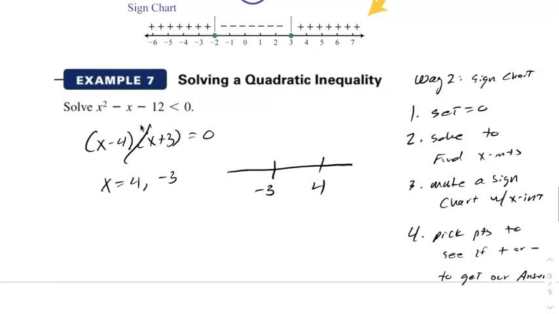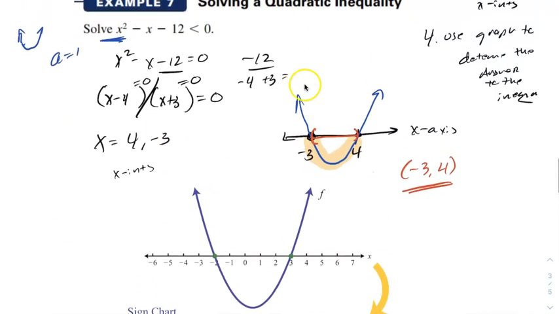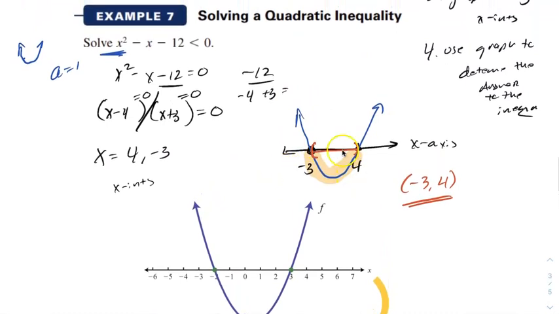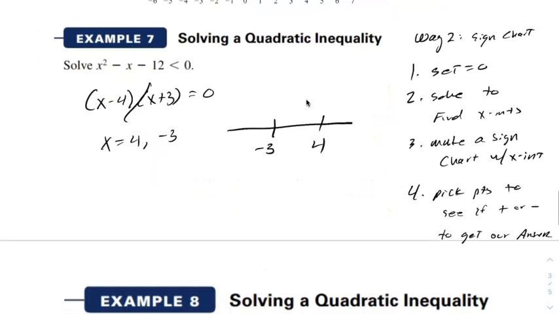Instead of doing a graph to figure out where it's above or below, maybe it's hard for you to see where it's above and where it's below. What I'm going to do is this. We have three answers here. I like to circle the numbers, my x-intercepts. And so our answers are going to be to the left of -3, between -3 and 4, or to the right of 4.